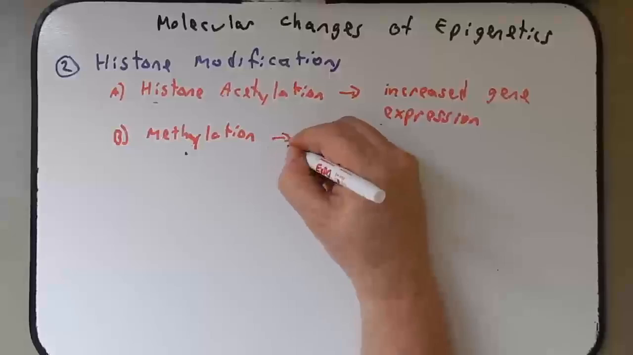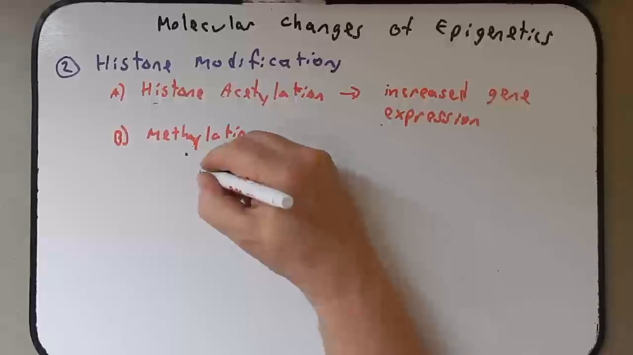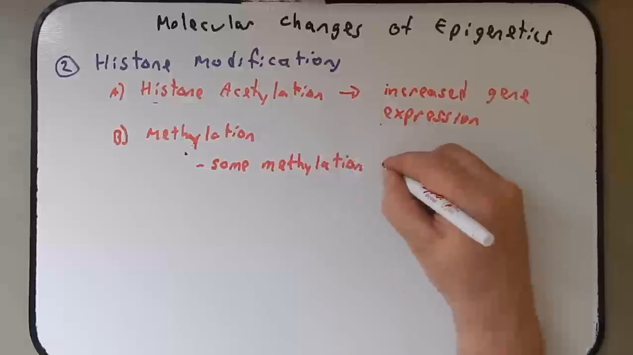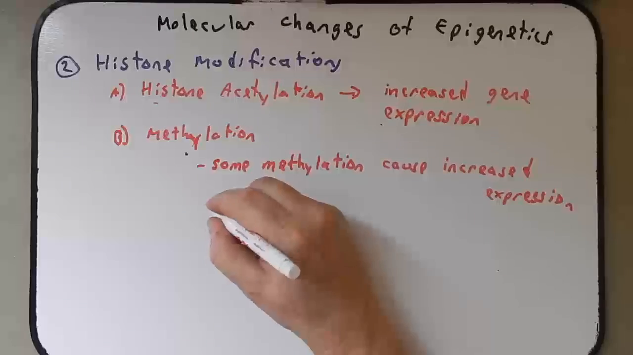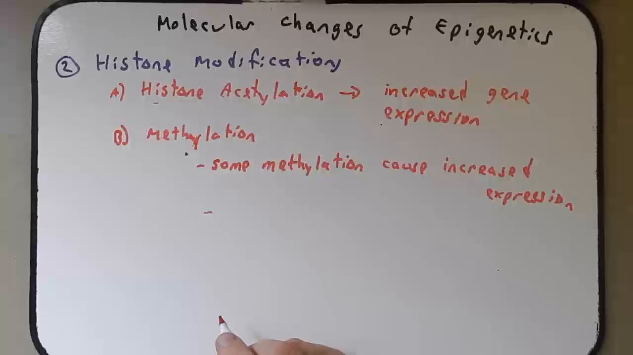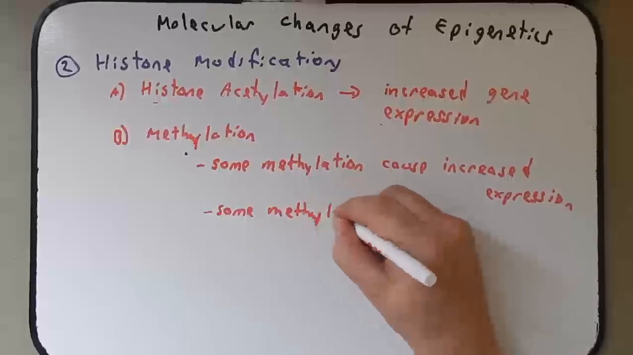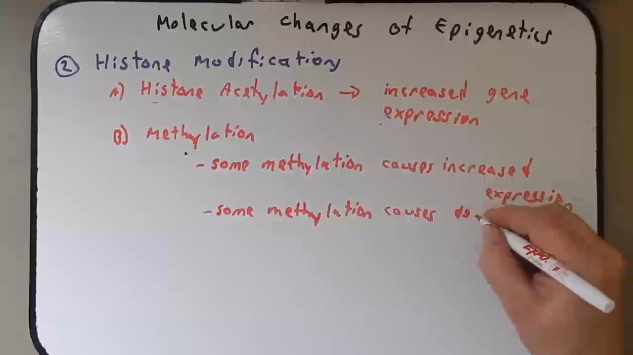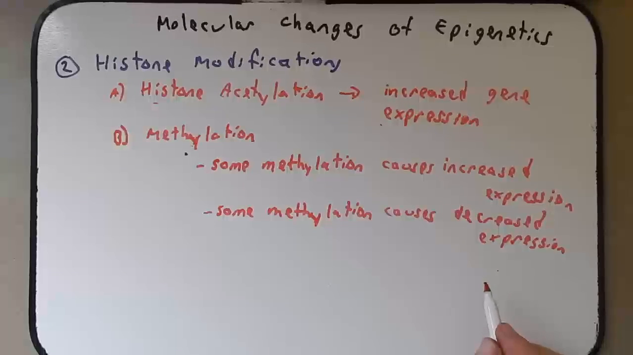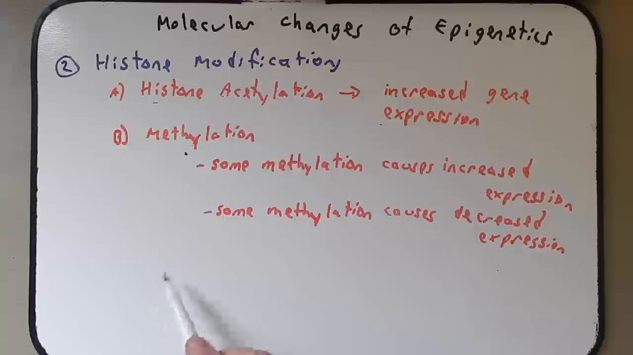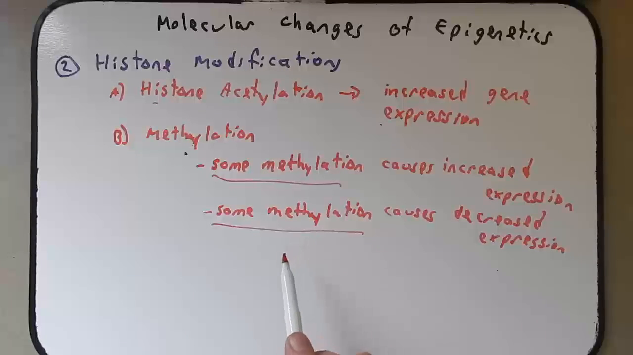Now this varies what the effect is. So what I want to say here is some methylation causes increased expression. But if you methylate on other parts of the histone, sometimes this methylation causes decreased expression. Now remember, this is different than DNA methylation. DNA methylation results in decreased gene expression. Methylation of the histone, of this protein, can have different effects depending upon which amino acid is methylated in the histone. All right, that's all I want to say about histone modifications.